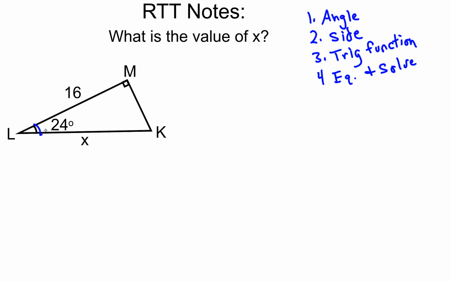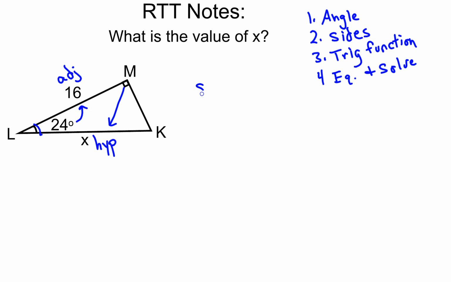There's my angle, angle L. My next step is to identify my sides. So I'm going to look here, 16. Well, that's right next to my angle, so that's got to be an adjacent side. And x, well, that is opposite that right angle, so that's got to be the hypotenuse. Also, it's the longest side of the triangle. So I have the adjacent and the hypotenuse.